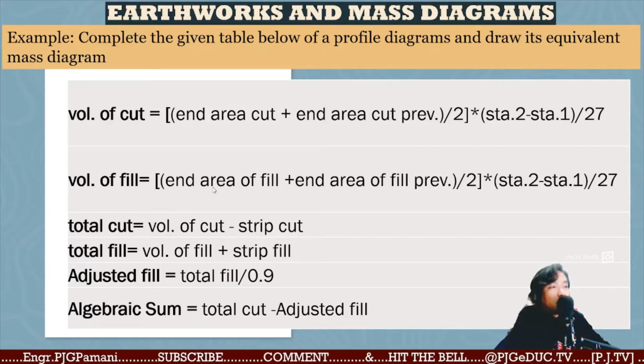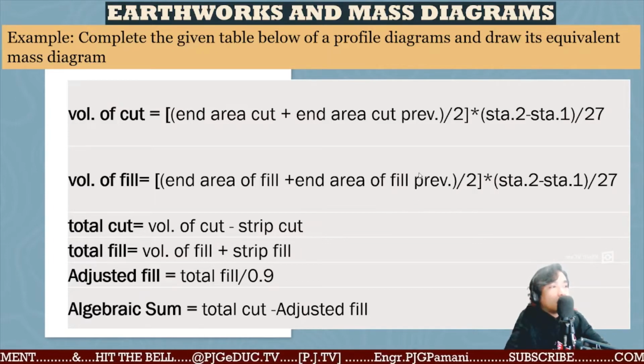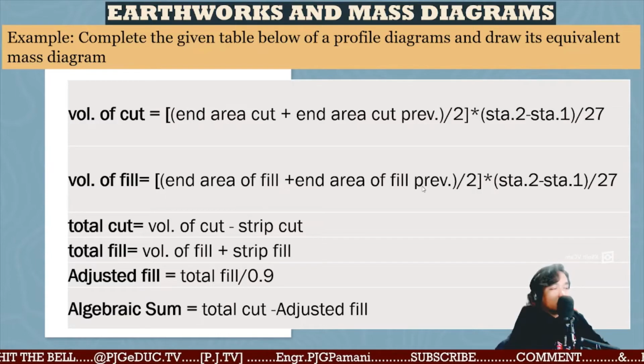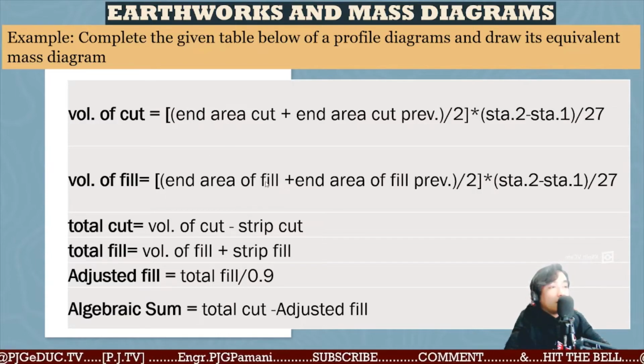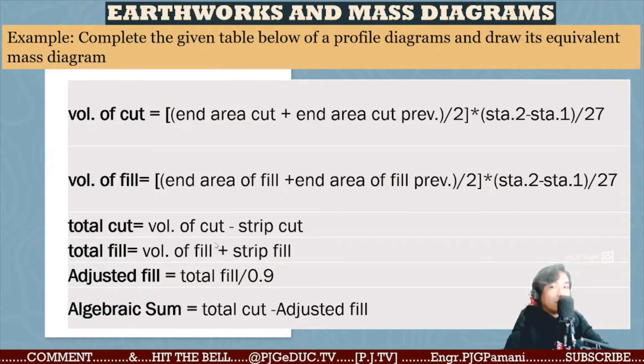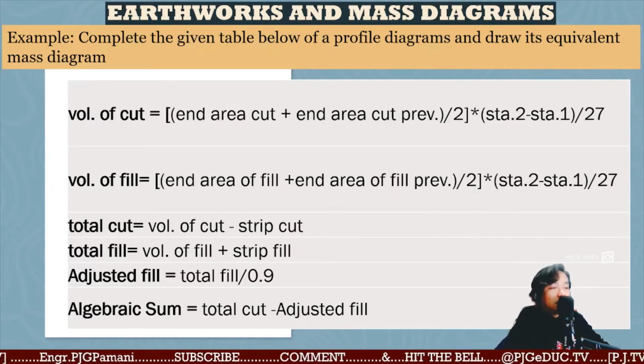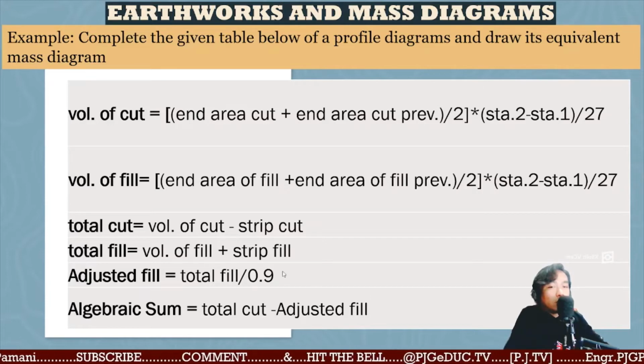Then for the volume of fill, end area of fill current plus end area of fill previous over 2 times station 2 minus station 1 over 27. Total cut is volume of the cut minus strip cut. Total fill is volume of the fill plus strip fill. And adjusted fill will be the total fill all over 0.9.